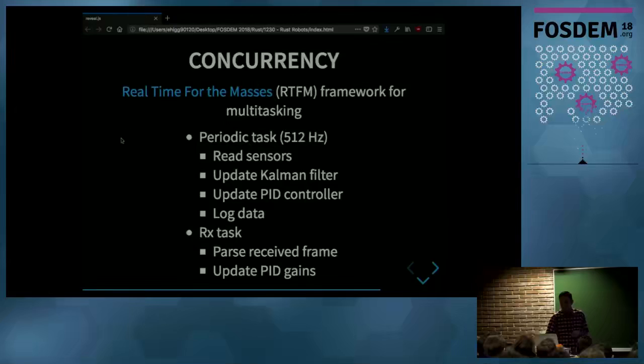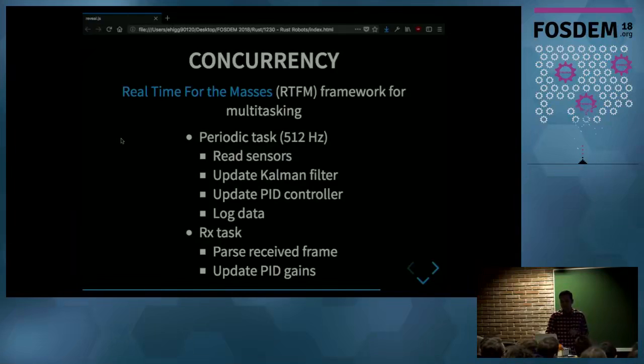And one of the last parts is concurrency. I have to do multitasking on the microcontroller, and I only have to do these two tasks. For that, I use this Real-Time For the Masses, or RTFM, framework. It lets me run a task on top of interrupt handlers, so it's basically a hardware-based scheduler. So it's really fast and efficient. But since it's Rust, I don't have to worry about data races.